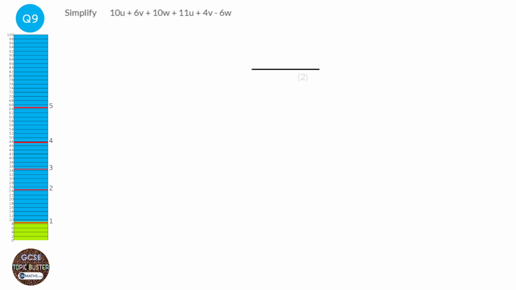This question's all about like terms. So what we can do is we can add this 10u with this 11u to make 21u.